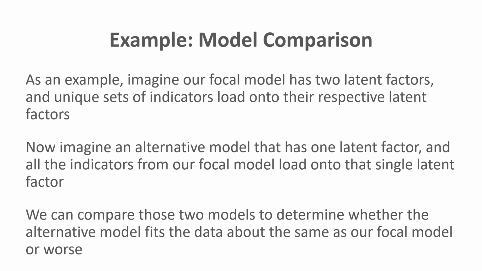Now, we can then compare these two models to determine whether the alternative model fits the data about the same as our focal model or worse. And if the alternative model fits about the same, it's going to be, in this case, our more parsimonious or simpler model. We'll probably want to go with that model instead, because we usually want to be in favor of parsimony or simplicity. Go with the simplest, best fitting model possible.